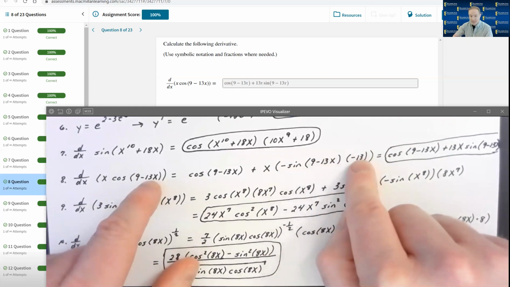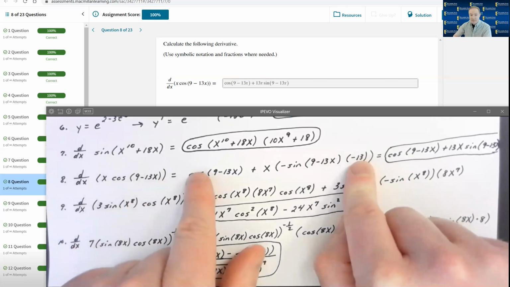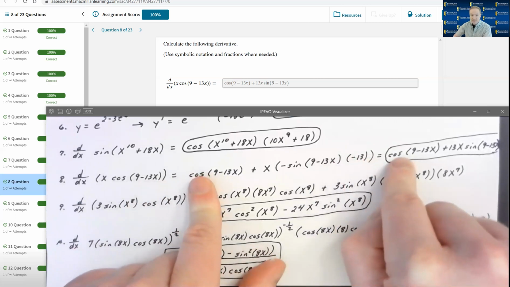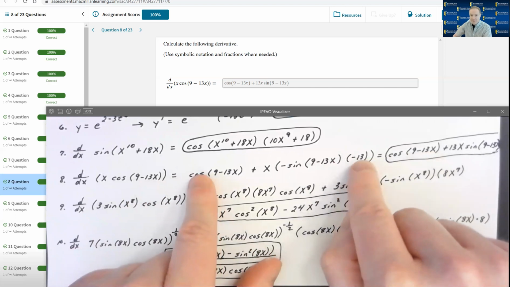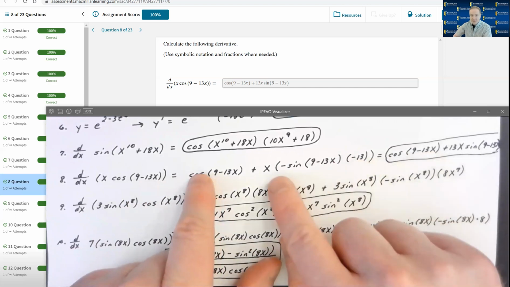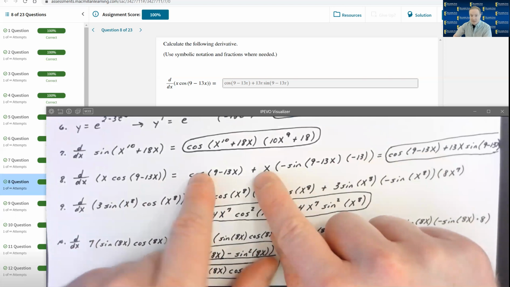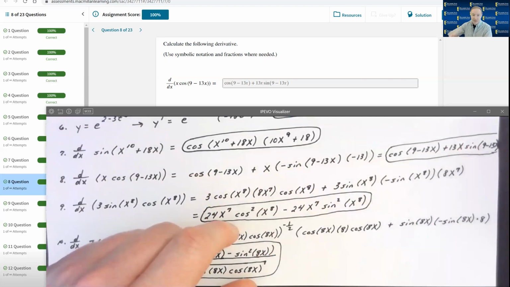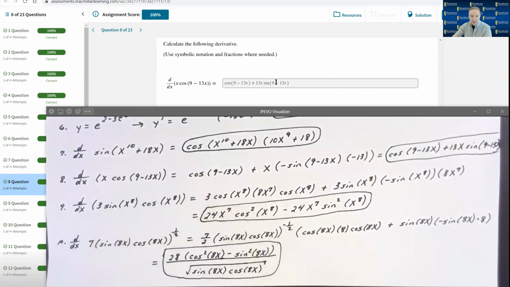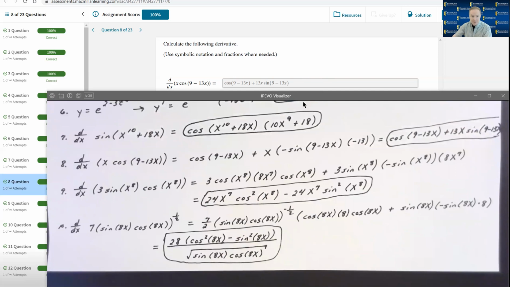being negative 13. So now to simplify, my first term is just the cosine of 9 minus 13x, and then this last term, I'll get a negative 13 times a negative 1 times an x. That's going to give me plus 13x, sine of that angle, 9 minus 13x, which you can see again, that's precisely how I entered it in on Achieve, and Achieve liked it.